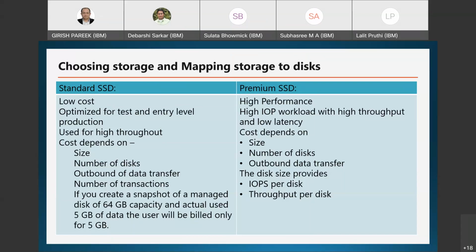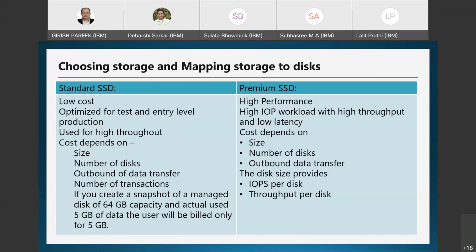If you create a snapshot of a managed disk of 64 GB capacity, and actual use is, say, 5 GB of data, the user will be billed only for the 5 GB. So that's why it is called pay as you go. Whatever you use, you are billed for that, even if you are creating a snapshot of, say, 64 GB, but out of it you are using only 5 GB, you will be billed for the 5 GB.